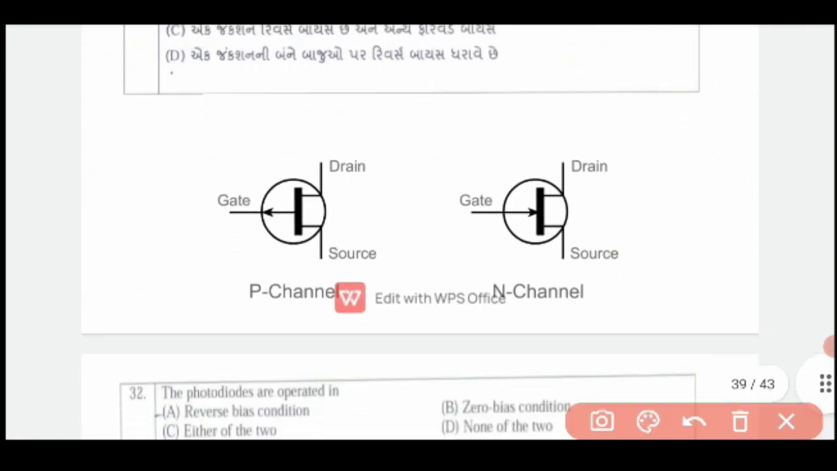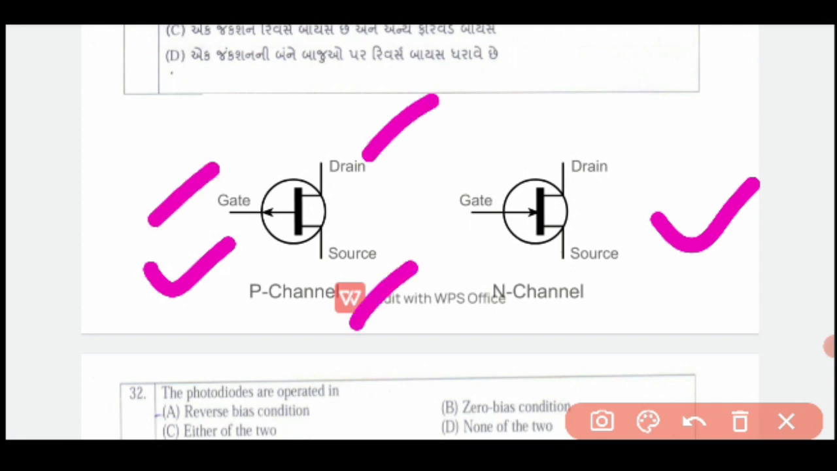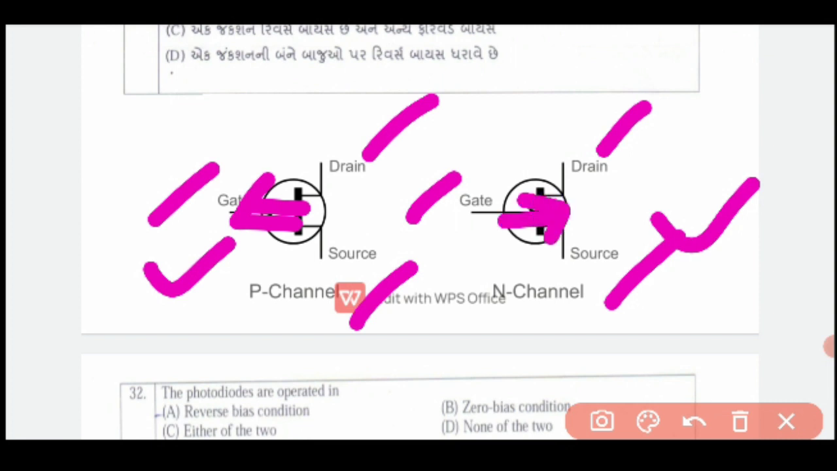Here is the figure of a P channel JFET and N channel JFET. Gate, source, gate, drain, source. The current direction is out and the current direction is in.